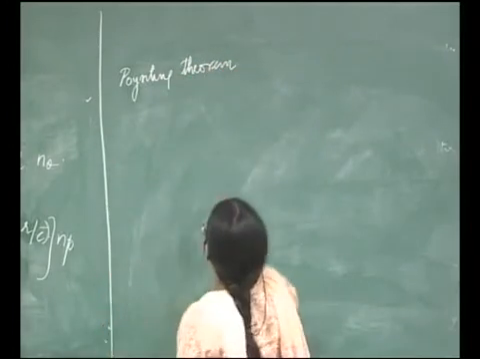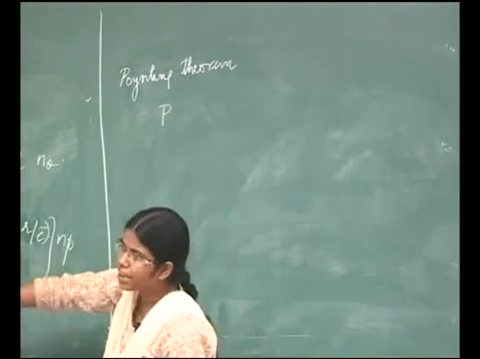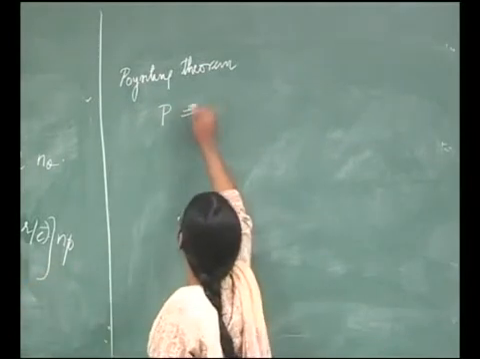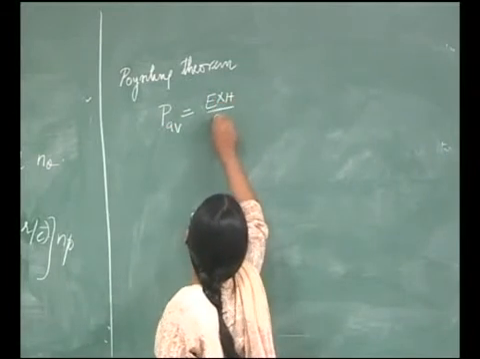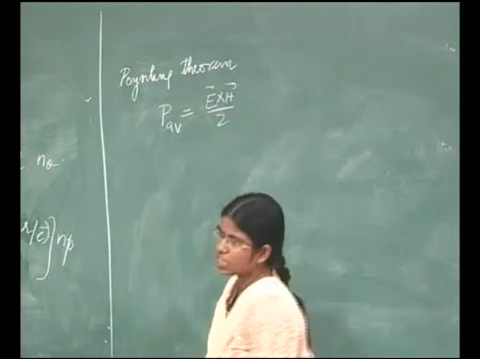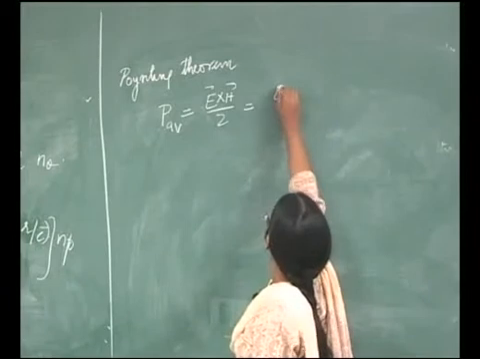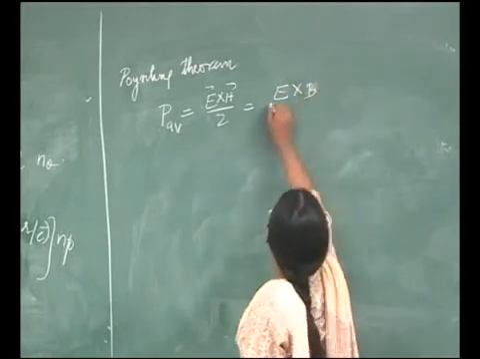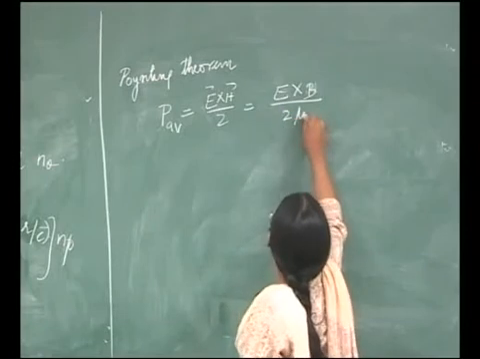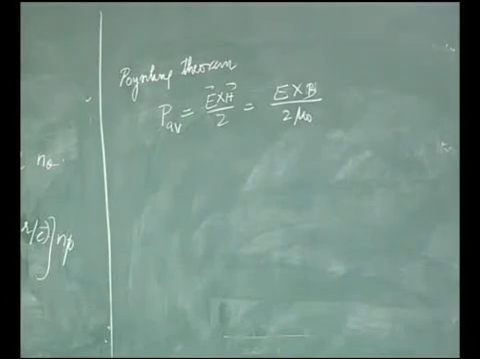The power radiated, or the power that is being carried by this electric and magnetic field, I will say the average power, is equal to E cross H by 2. This is the Poynting theorem, or I can write that this is equal to E cross B, sorry, I have calculated B, so divided by 2 mu naught, from the relation between B and H.